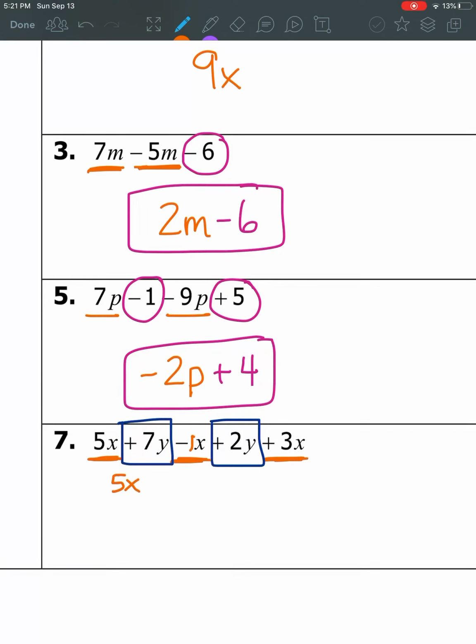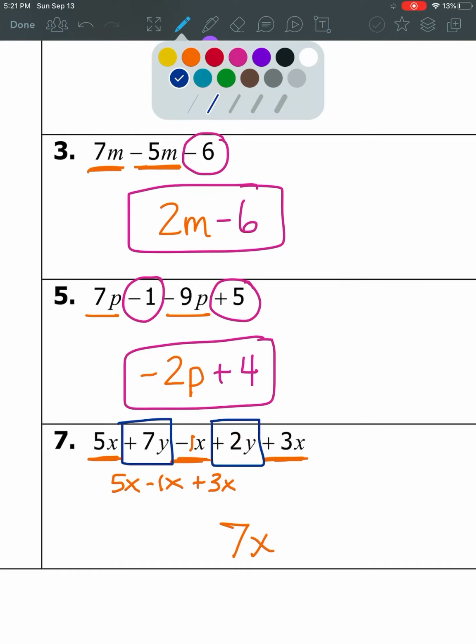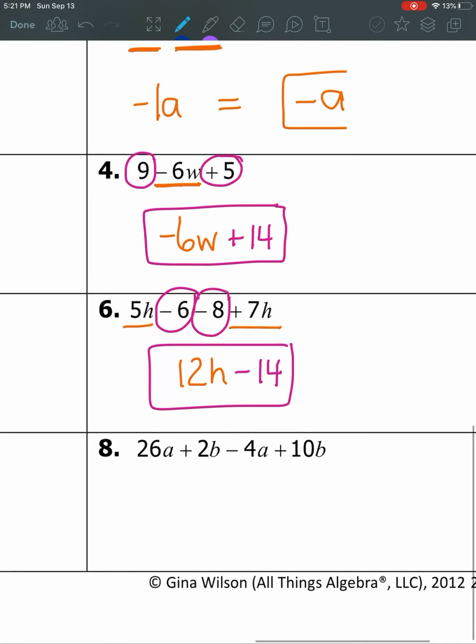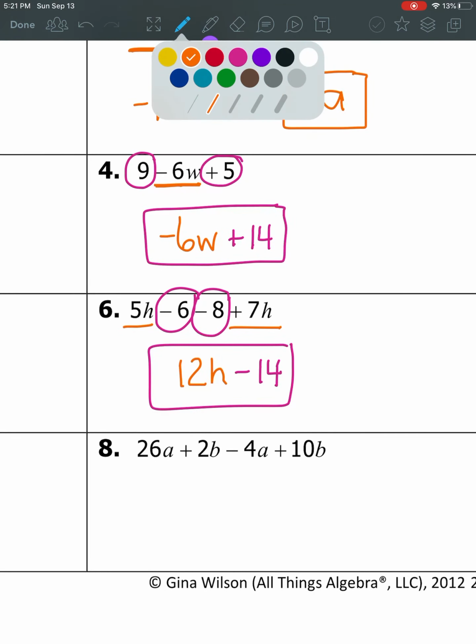So the x's, we have 5x. Now, remember, I just talked about if there's nothing in front of an x, there's really a 1 there. So minus 1x, that's 4x, plus 3x, so we have 7 x's. Okay, then with our y's, we have 7y plus 2y, so we have a total of 9y. So 7x plus 9y.